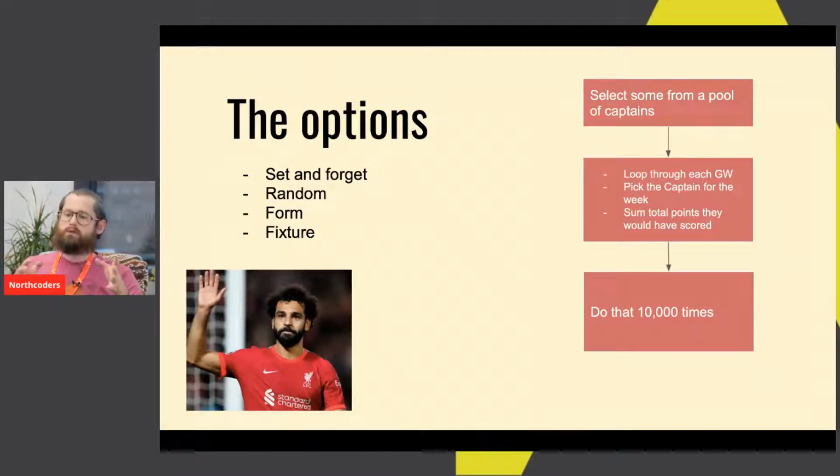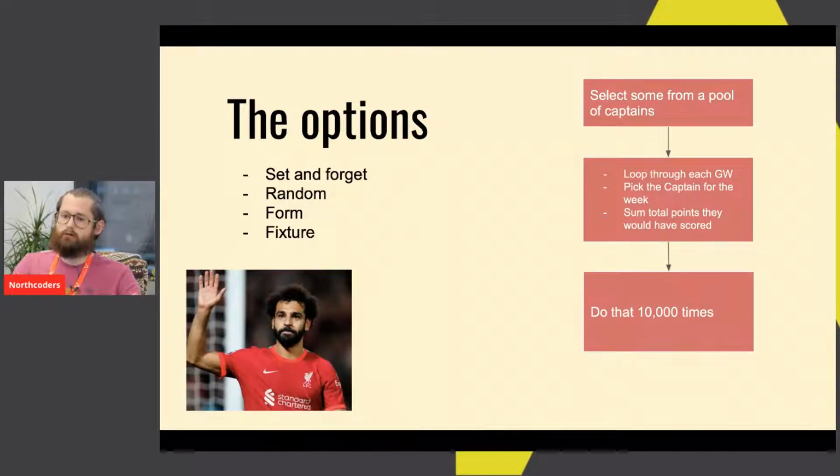So when it comes to choosing your captain, there are a few options out there. You can set who your captain is at the start and forget about it and never change it again. You could, if you're not reading into any statistics or just going off gut, you could pick randomly. You could have a look at the player's form. And for the purposes of this, form is the amount of points they've scored in the past 5 games.